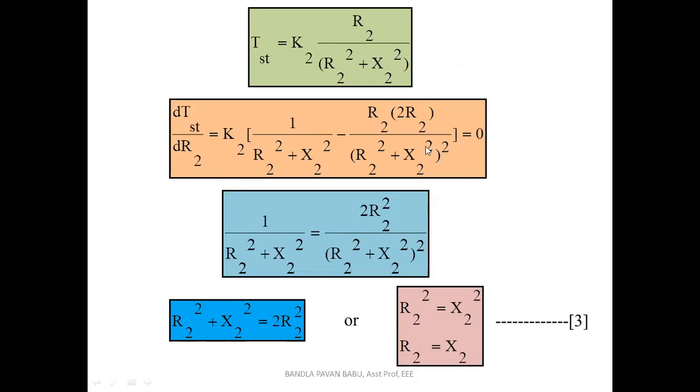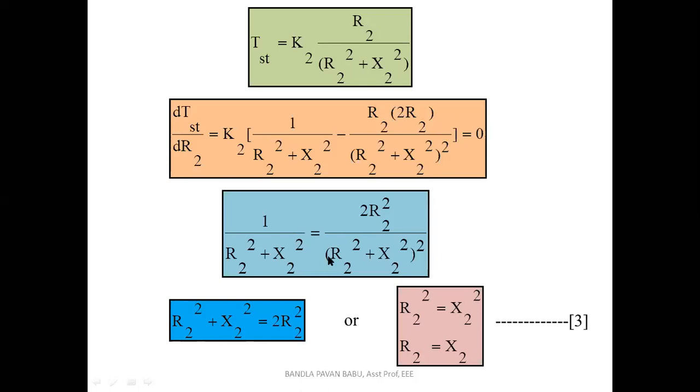So this is the equation. So we have equated it to 0. Again, this equation can be reduced as 1 by r2 square plus x2 square is made equal to 2 r2 square, which is obtained from this, by r2 square plus x2 square whole square. Here these two are the common things in the denominators of these two terms, so it gets cancelled, and only 2 r2 square by r2 square plus x2 square exists.